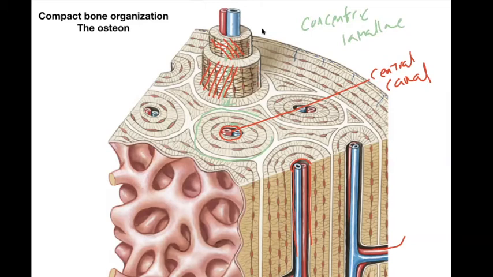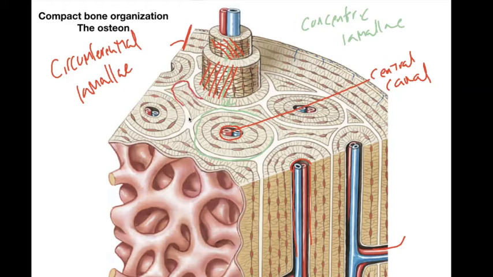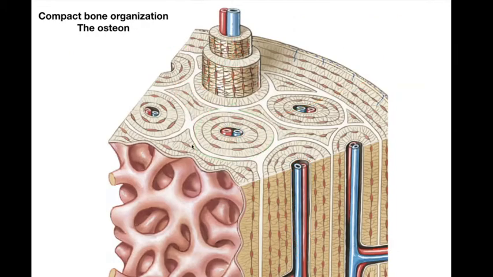You also have, going around the entire bone, around the whole circumference, these circumferential lamellae, going around the whole outside right here. And then you have a couple of these that are artifacts of the development of bone, these interstitial lamellae in between the osteons.